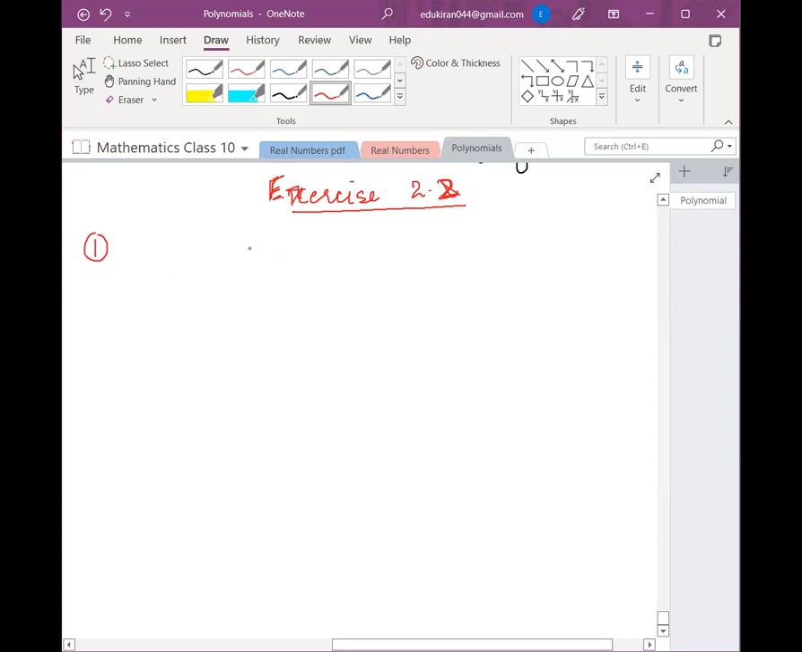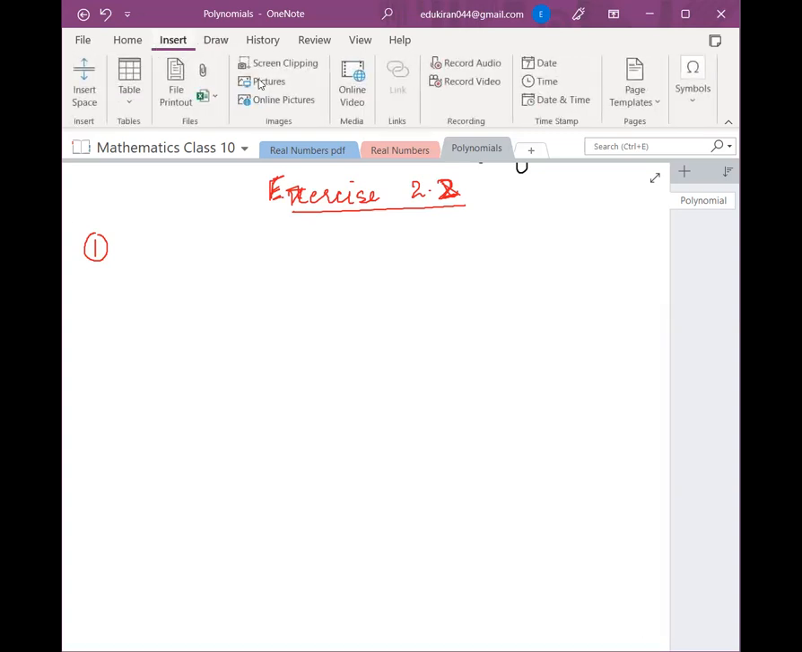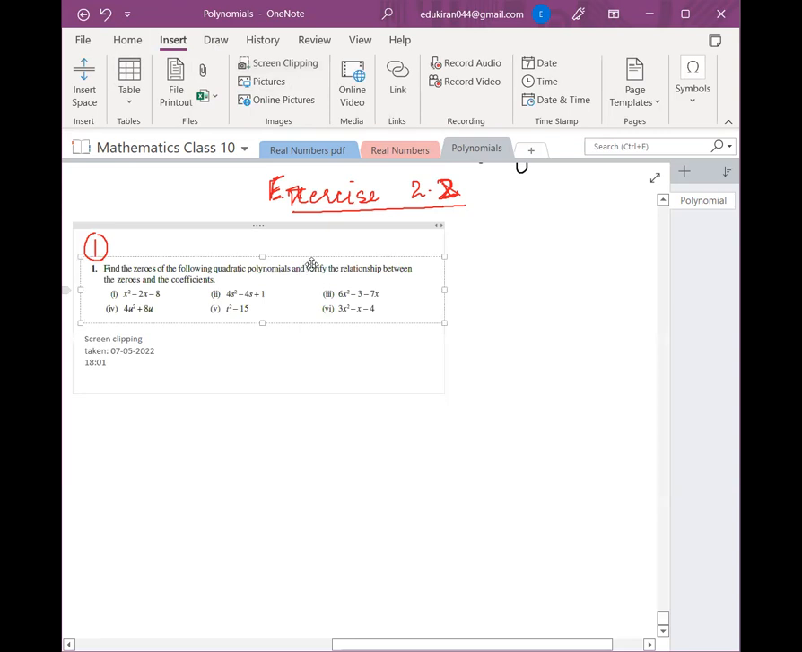Now, first question. Do you have your book with you? Okay. Find the zeros of the following quadratic polynomial, and verify the relationship between the zeros and the coefficients. Clear? Okay. Just let me open my book. So this is the first question. I hope it's visible.